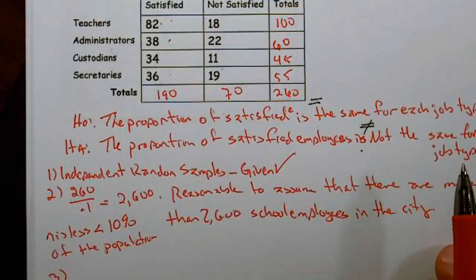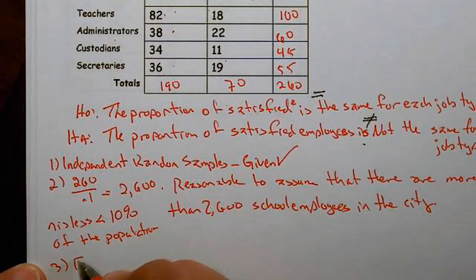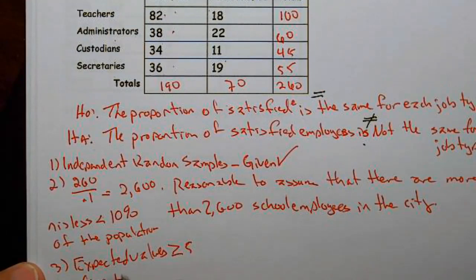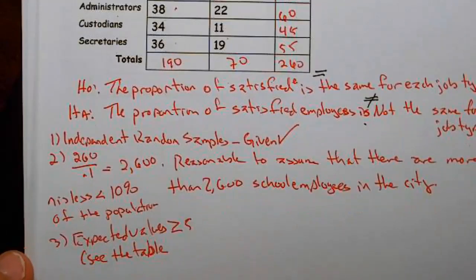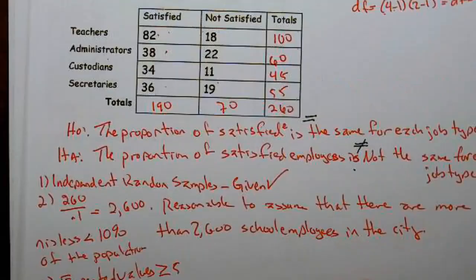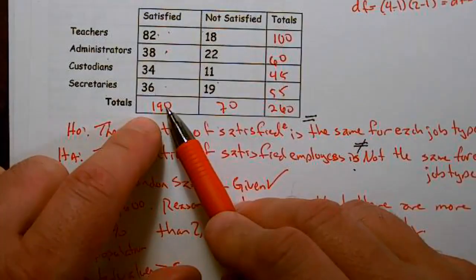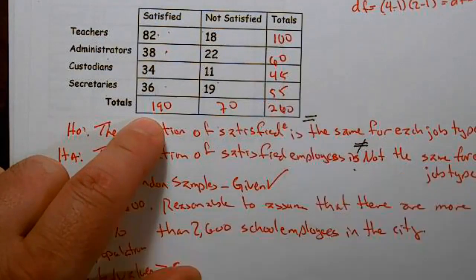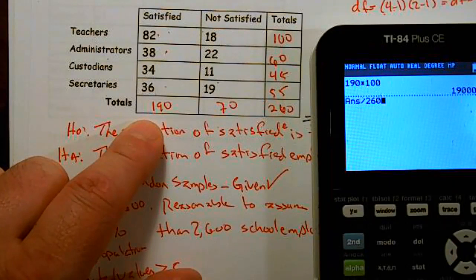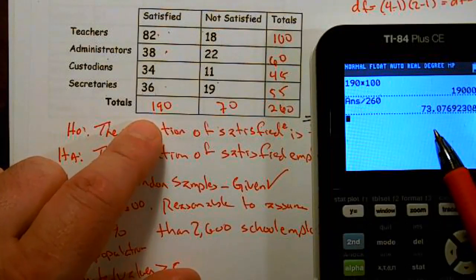The next thing, we need to do our expected values. Expected values greater than or equal to 5, see the table. We'll come back and do that in a moment. You know what? No, let's spend some time doing it now. So expected values need to be greater than or equal to 5, and this is going to show you how similar it is to what we did before. Basically I'm going to need to go 190 times 100 and divide it by 260. So 190 times 100 divided by 260, and I'm going to expect something around 73.077.